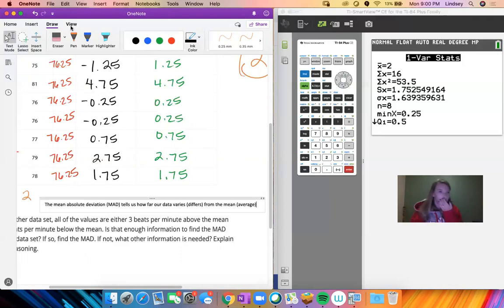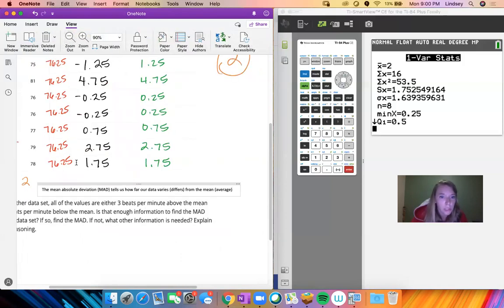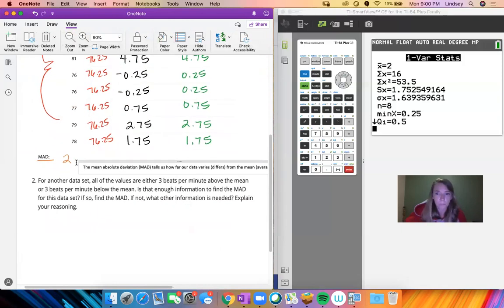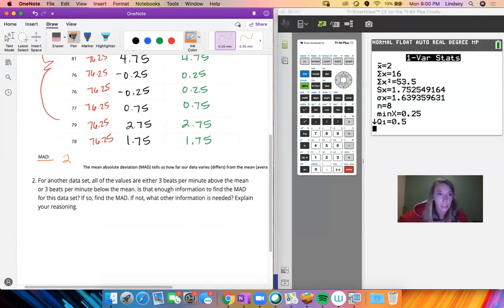Okay, last question. You can do it. Believe in yourself. Okay, let's read it. See what it's asking us. For another data set, all the values are either 3 beats per minute above the mean or 3 beats per minute below the mean. Is that enough information to find the MAD? If so, find the MAD. If not, what other information is needed? Explain your reasoning.